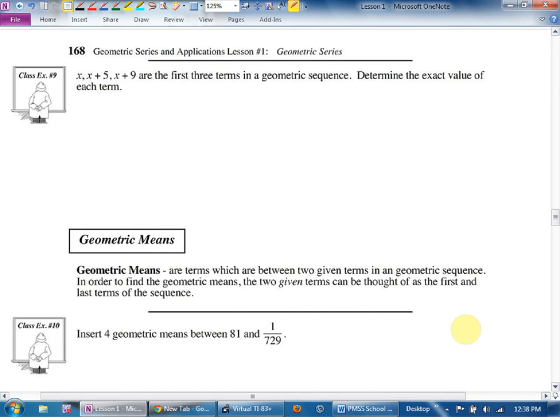And here's what it says. X, X plus 5, and X plus 9 are the first three terms in a geometric sequence, a sequence where you're multiplying by the same thing over and over. Find the exact value of each term. I think really what I'm going to do is find what X is and then just put it in for each of those.